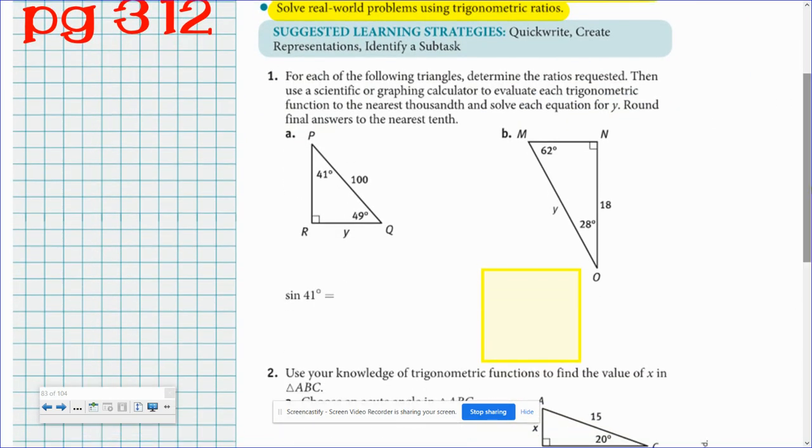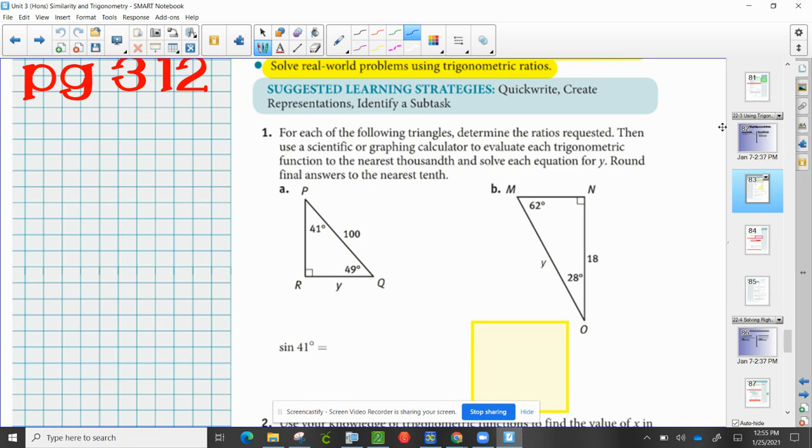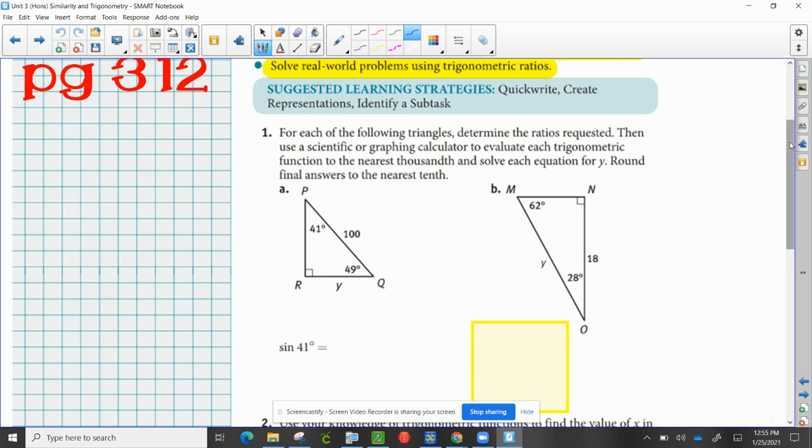For each of the following triangles, determine the ratio requested. Then use a scientific calculator to evaluate each trig function. Okay, for y, round your answer to the nearest tenth. So let's look at A here. In A, they want us to find the sine of 41 degrees.